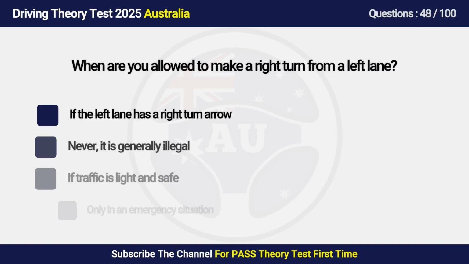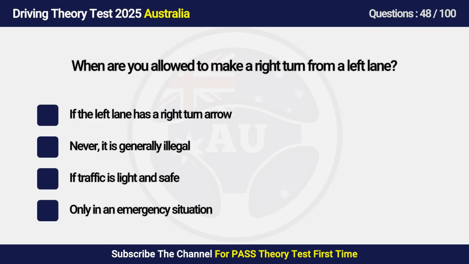Question 48. When are you allowed to make a right turn from a left lane? A. If the left lane has a right turn arrow. B. Never, it is generally illegal. C. If traffic is light and safe. D. Only in an emergency situation.